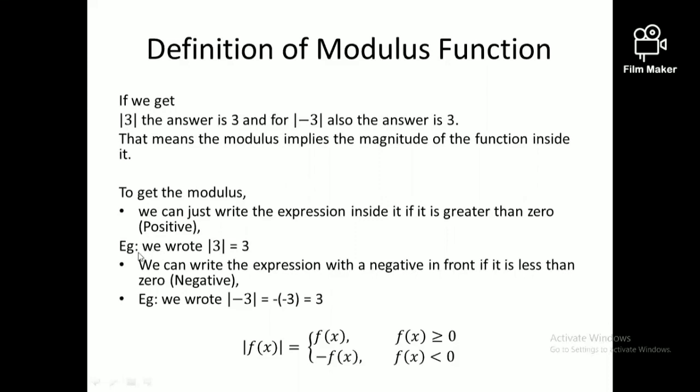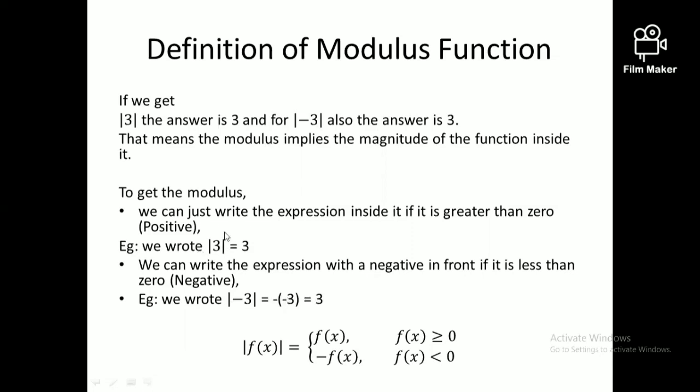Then how do we get a modulus function? The theory to find the modulus function is this: if the function inside the modulus mark is a positive value, we can keep the same thing as it is. So if I get the modulus of 3, I just write the same thing itself. If the term inside the modulus is a negative value, according to the definition, we can put another minus in front of it and write it. For example, if you want to get the modulus of minus 3, to get 3 we put another minus in front of that. That means minus 3 turns into plus 3.